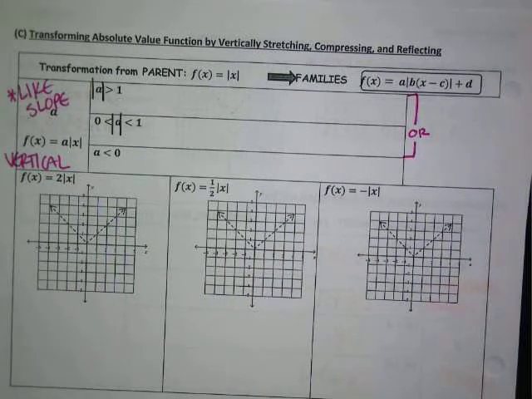Alright. The reason why I don't want to put absolute values around that A is because what kind of numbers are less than 0? All the numbers. Negative numbers.